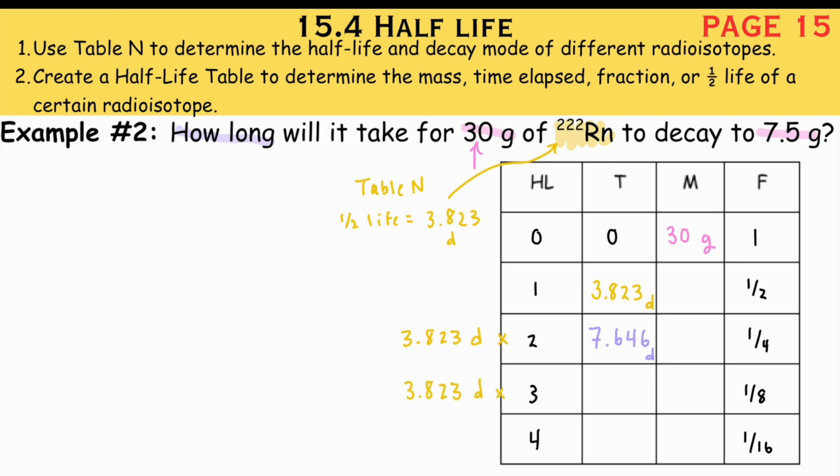3.823 days again multiplied by 3 will give us 11.469 days. 3.823 days multiplied by 4 would give us 14.292 days.